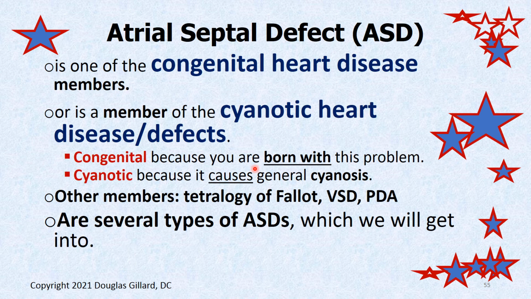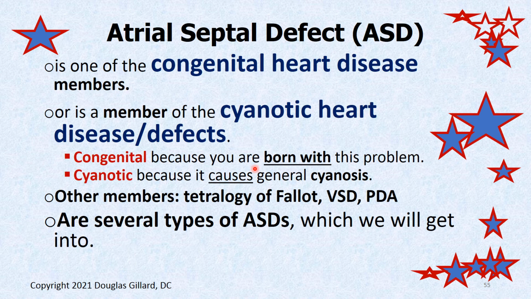So atrial septal defects are definitely congenital heart disease. Sometimes you could say it's a member of the cyanotic heart diseases. You're born with this. The term cyanotic heart disease means it can eventually lead to a pathological right to left shunt. And there goes your PO2, right? You drop the amount of oxygen in your blood and you start turning blue. That's where cyanotic comes from.